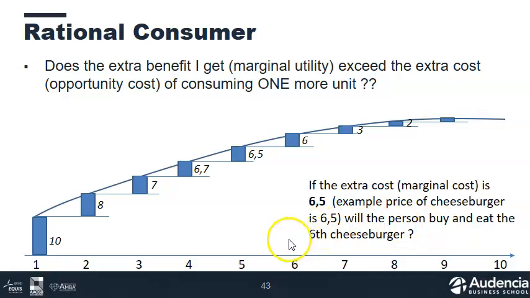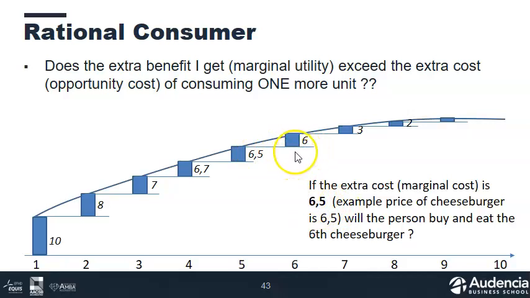Question: how many burgers would I eat? Well, would I eat the first burger? Yeah, the additional benefit is 10 euros. It costs me 6.5. Let's go for it. The second burger, yeah, I'm going to eat it. It gave me 8 euros of benefit, let's say, and it only costs 6.5. The 4th, yeah, okay, 6.5, 6.7, yeah, let's go. The 5th, the benefit is there, the cost the same, let's do it.